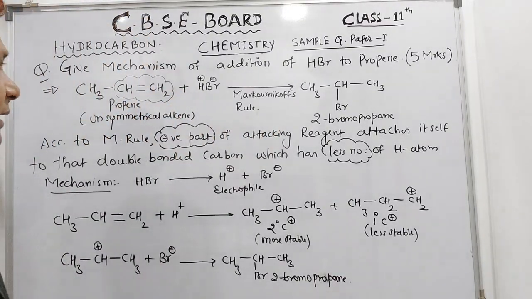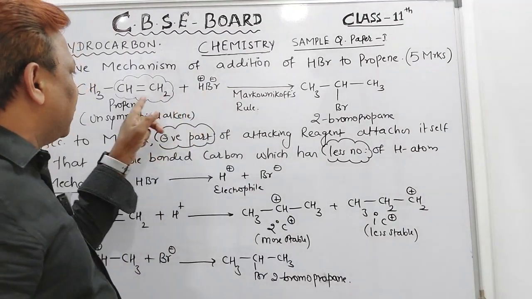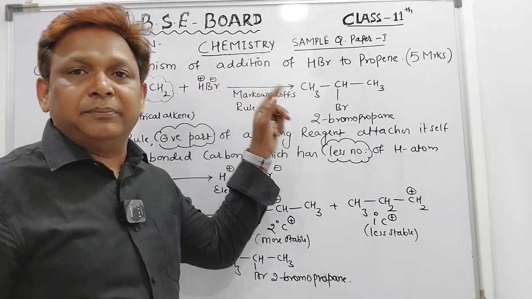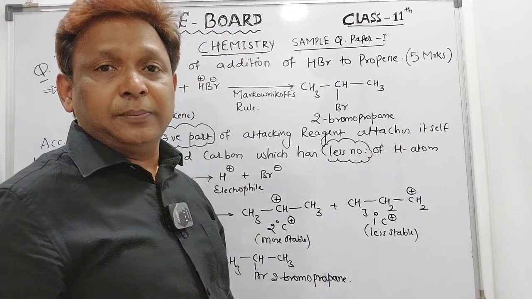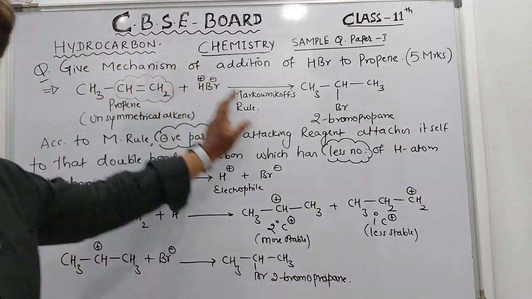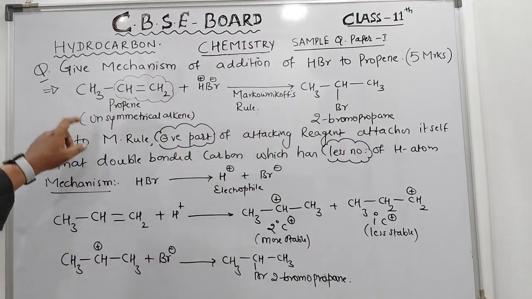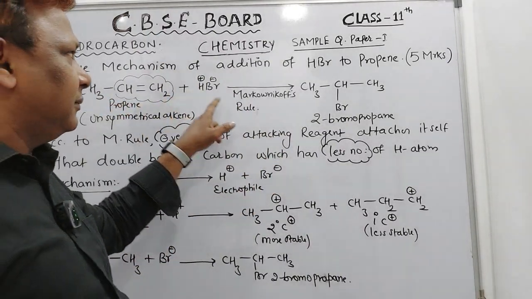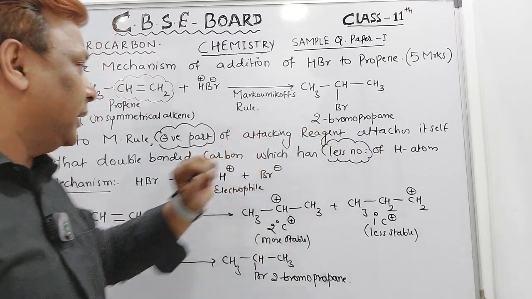Second part of it, what is that? If addition of HBr over the unsymmetrical alkene takes place in presence of light or in presence of peroxide, then it follows the Anti-Markownikoff rule. So please note down up to here. What you have to write beta in mechanism? Propene with HBr, Markownikoff rule, forms 2-bromopropane.